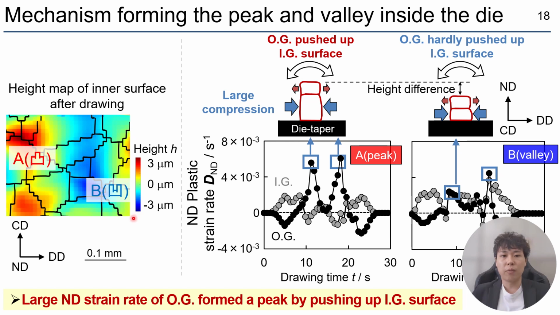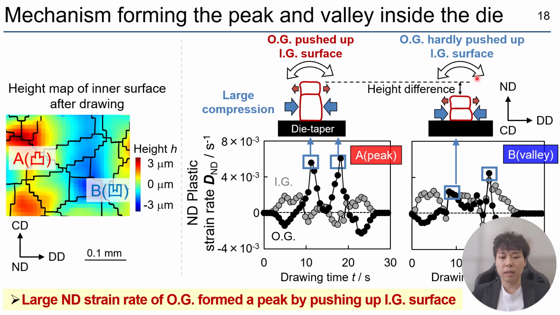In the previous slide, I focused on position A, which was a peak, but I also focused on position B, which was a valley. The qualitative trend of the ND plastic strain rate at position B was the same as at position A, but the ND plastic strain rate on the outer surface of B was lower than at A. This result indicates that the outer surface of B hardly pushed up the inner grain surface, so it had a lower position on the inner surface than at A.